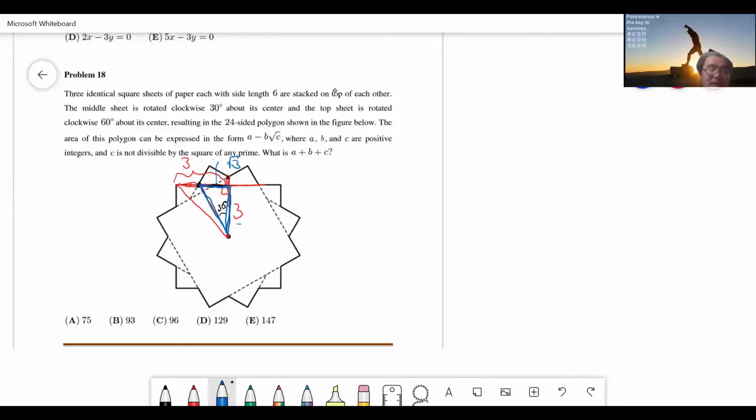So now you look at the base. This base is nothing but 3 minus square root 3. This is the base. The height equals 3. The triangle area is going to be half of base, 3 minus square root 3, times 3.